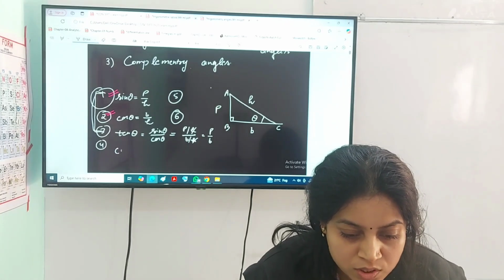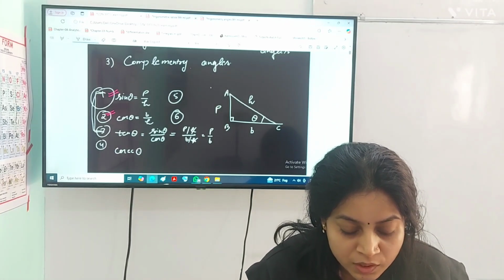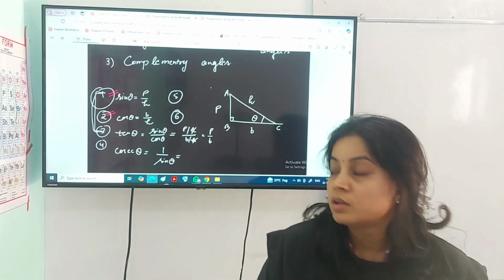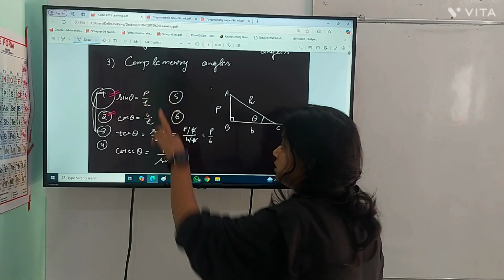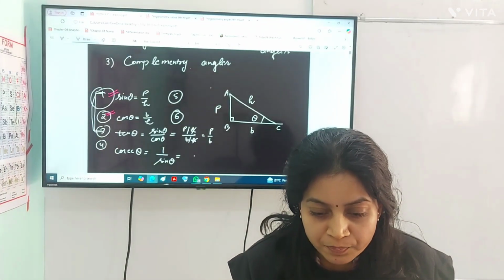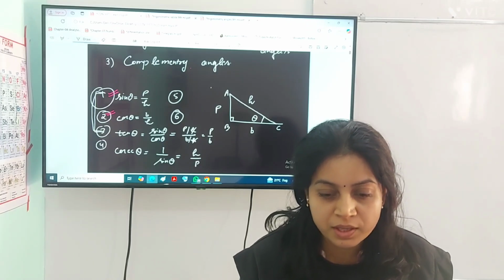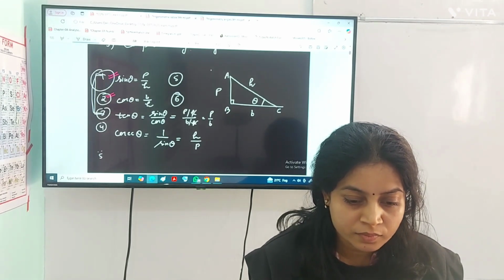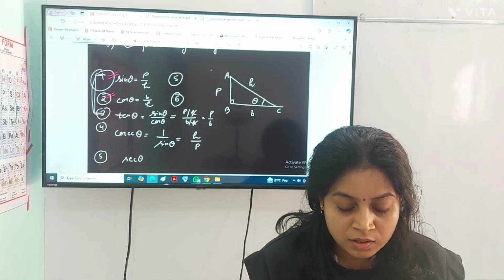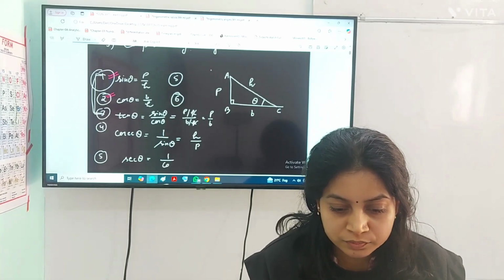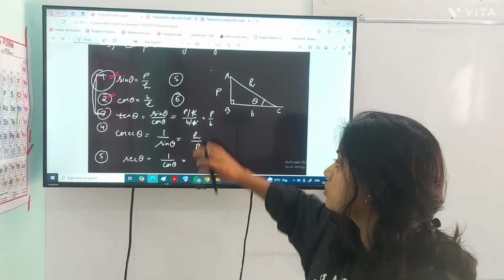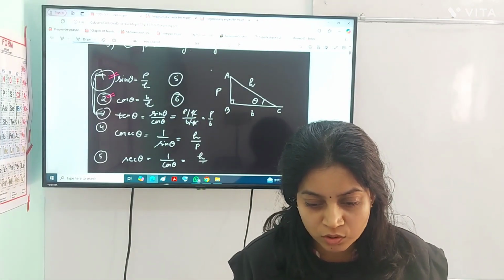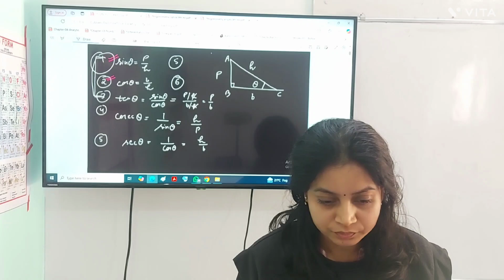So what is cosec theta? Cosec theta is the reciprocal of sine theta. So if you will do the reciprocal of sine theta, it will be H by P. H by P. And the next one is sec theta. This is the reciprocal of cos theta. So cos theta को reciprocal कर दोगे, then you will get the H by B. That means hypotenuse over base.